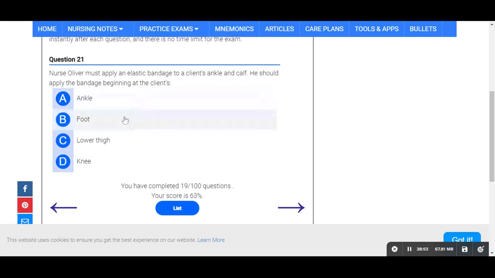Okay, we have ankle, foot, lower thigh, knee. Calves. Okay, let's try it. Calf. Calf is, yeah.